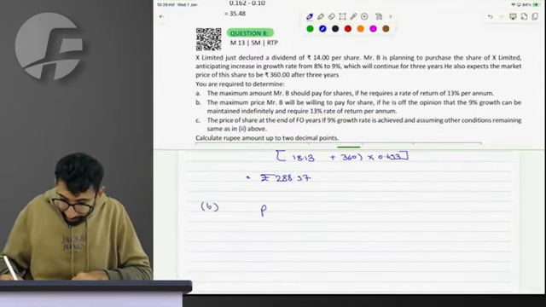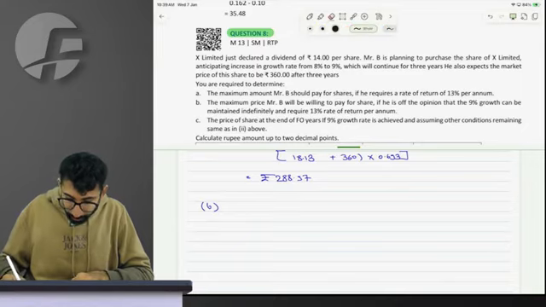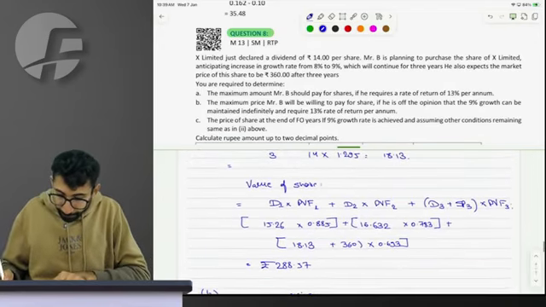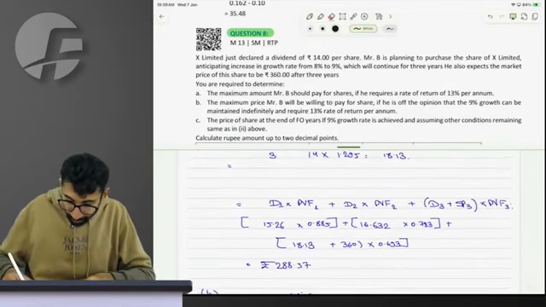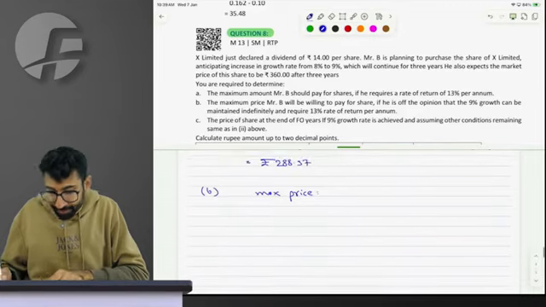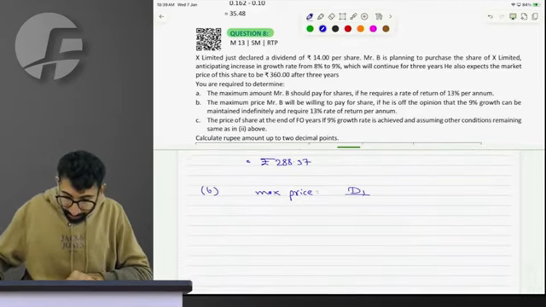So in that case, the maximum price that we are willing to pay. In fact, in the first part also we should write it down as maximum price. In the second part, again it is D1 divided by K minus G.